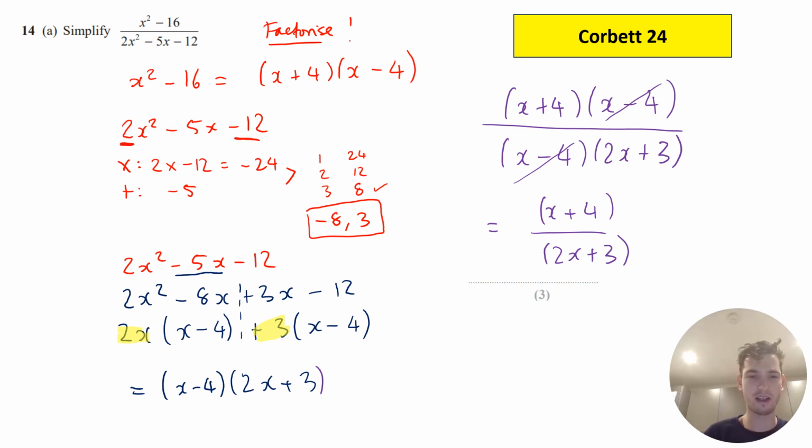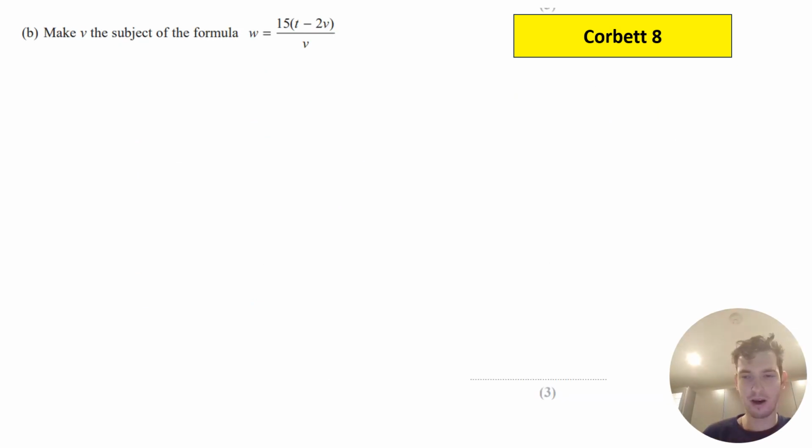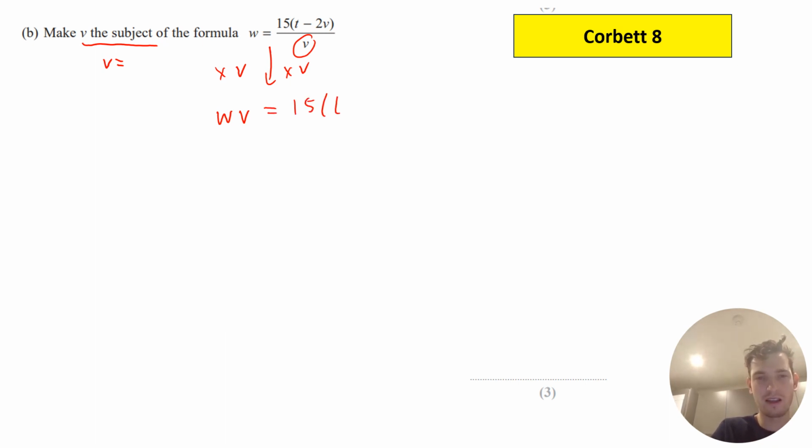Okay, next question, almost there. Okay, part B of this question, make V the subject of the formula. Okay, so V the subject means my answer needs to look like V equals. And it's a good opportunity to practice this on Corbett if you weren't sure on this one. So let's go through it. My first step, I see I've got something in the denominator, so I'm going to get rid of that denominator by multiplying by it. So W times V is WV equals 15t minus 2v.